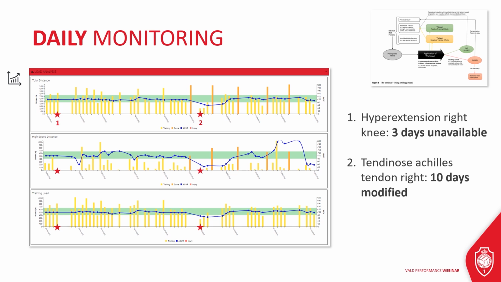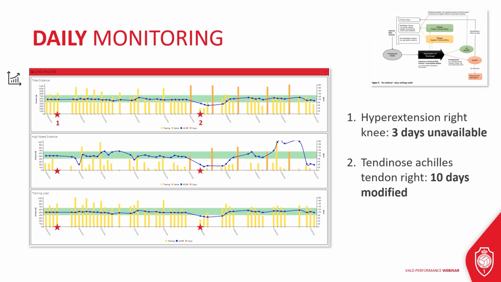The first injury was a hyperextension for his right knee, where it was 3 days unavailable. So 3 days no training, 3 days indoor rehab before he could come out and then into a modified phase and then into a full availability again.